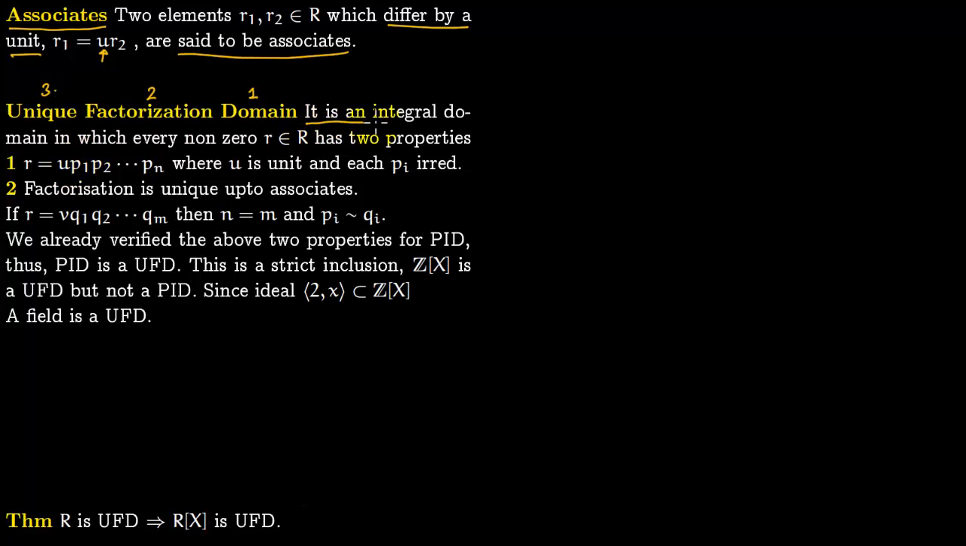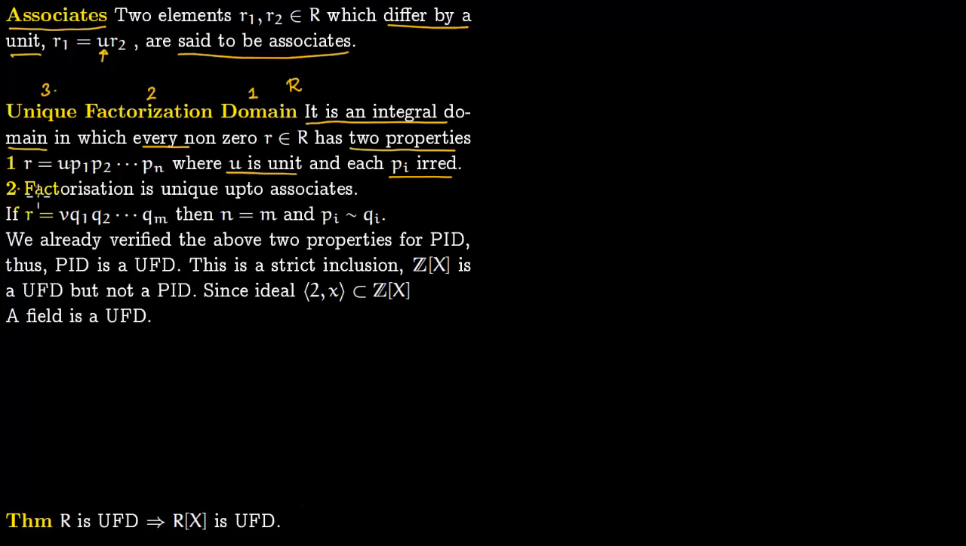So it is an integral domain in which every non-zero element r in R, so you fix this UFD or unique factorization domain as R, has two properties. The first property is you can do factorization. So r is u times p1, p2 all the way to pn, where u is a unit, and each of these pi's is irreducible.